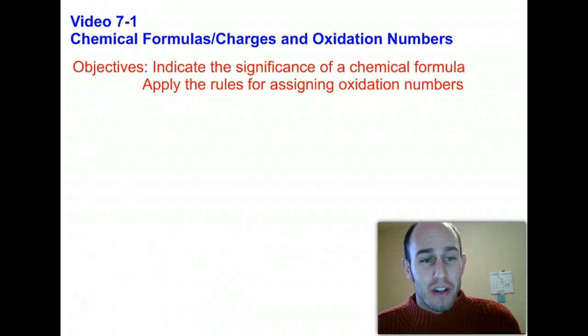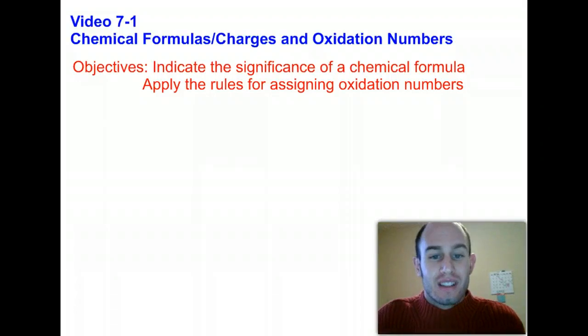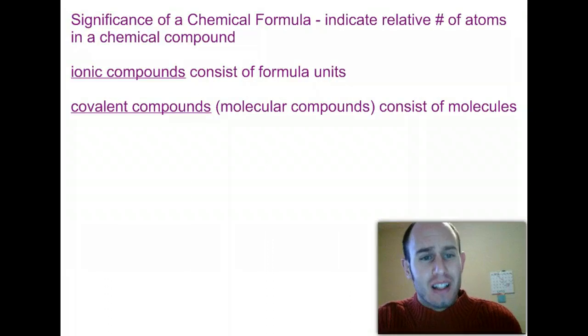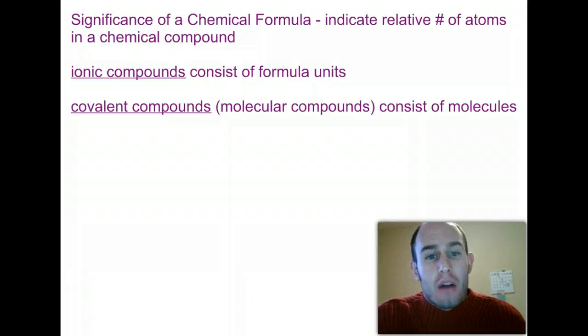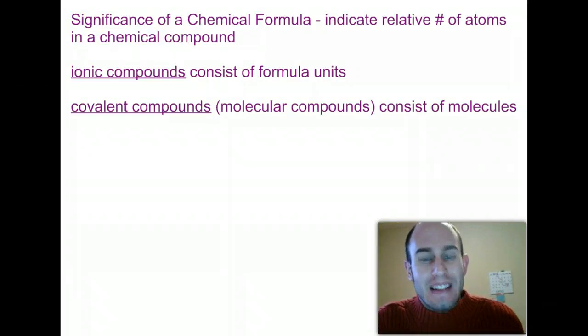Here we go, video 7-1, the start of chemical formulas and compounds. We're going to review briefly here why chemical formulas are important, as well as a few rules for assigning oxidation numbers. Let's begin here with why our chemical formulas are significant.